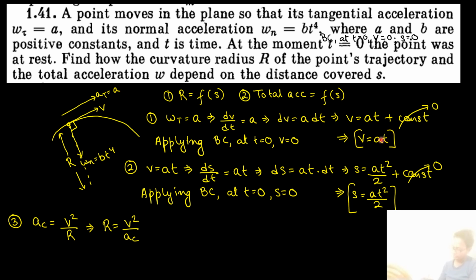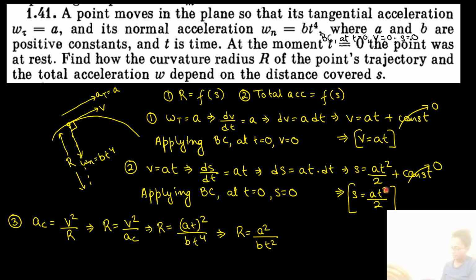So can you substitute this value here? r equals v square, or at whole square, divided by the centripetal acceleration. Centripetal acceleration is given by the normal acceleration, b t to the power 4. If we solve this, we get r equals a square by b t square. The problem is, they have asked in the question to find r as a function of s, but we have found r as a function of time. So we must replace this t square with s.